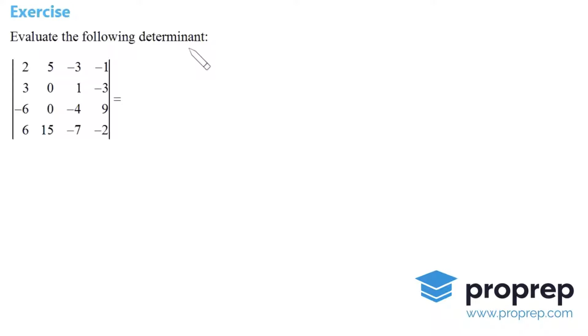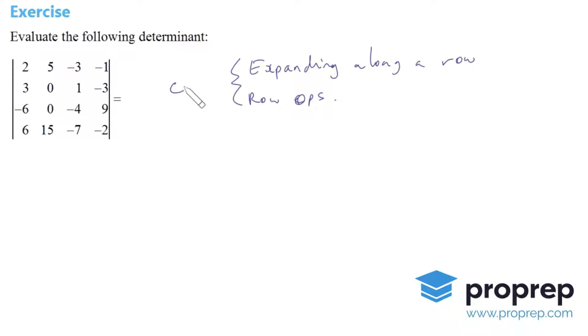Here we have to evaluate the following 4x4 determinant, and up to now we've had two main techniques: expanding along a row or column, and the row operations or column operations, just call them row ops, to try and bring it closer to echelon form. And what we're going to do here, and in general it's a good idea, is to use a combination of both techniques, and that usually yields the best results.